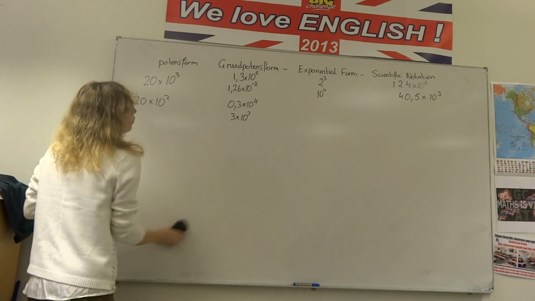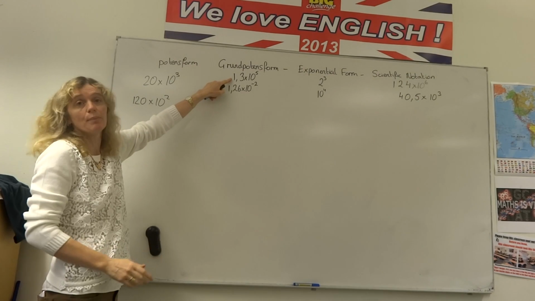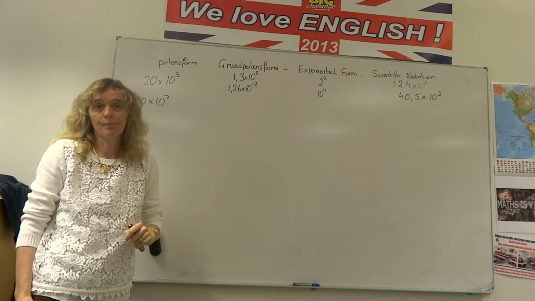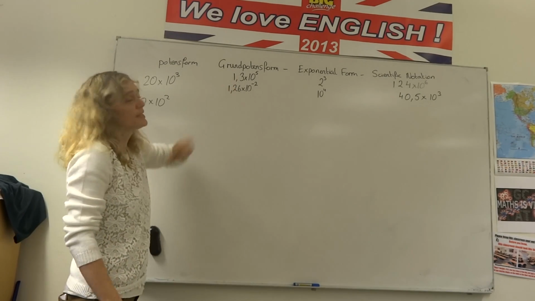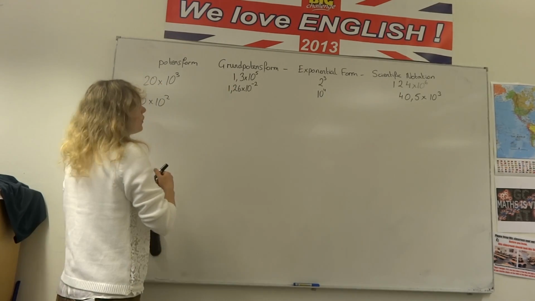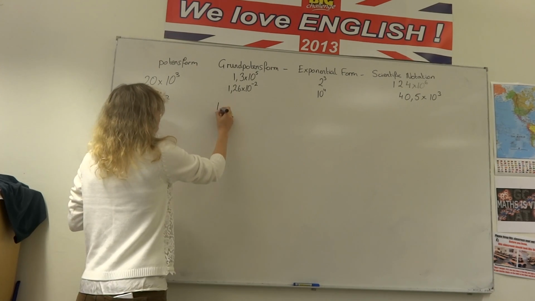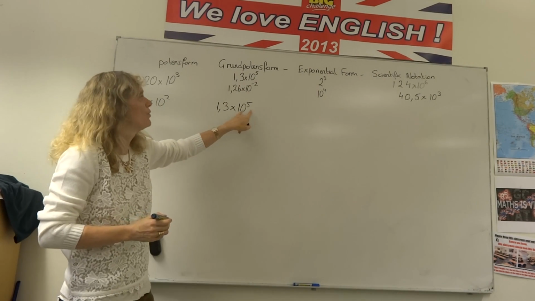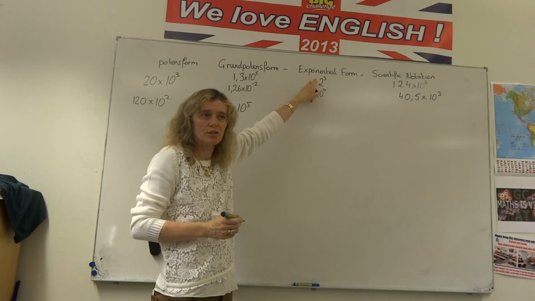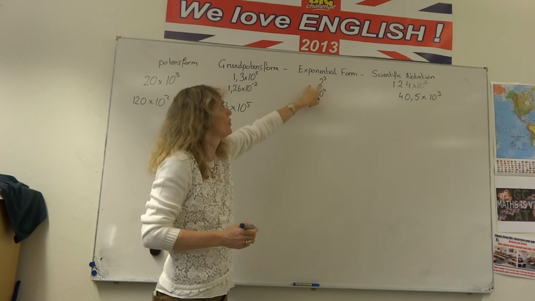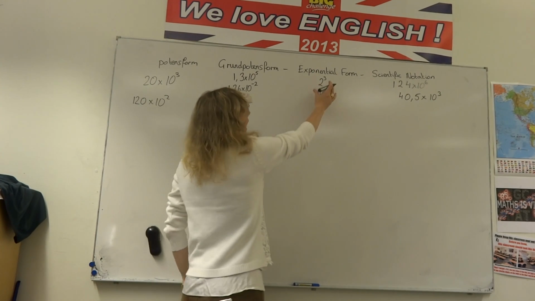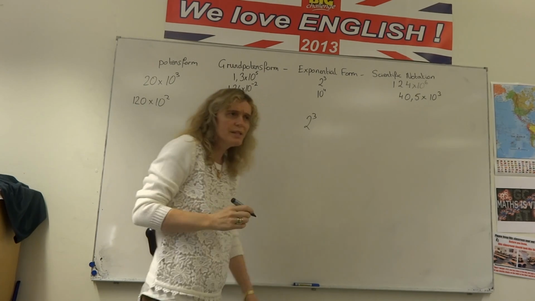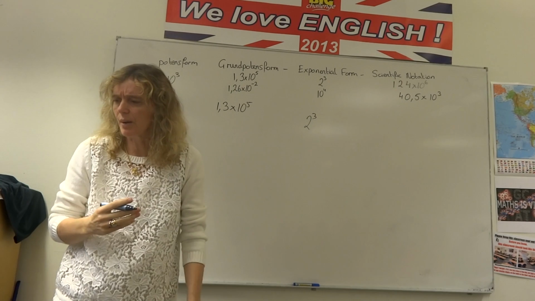So grundpotensform always has one real number that isn't 0, then a comma or a decimal point, and then the number. So what number is this in reality then? Well, if we were to take the first one, 1.3 times 10 to the 5. In order to understand this one, we really have to understand exponents first. So let's just look at a few exponents. Exponential form, 2 to the power of 3. What does that mean, and what do the different numbers mean?